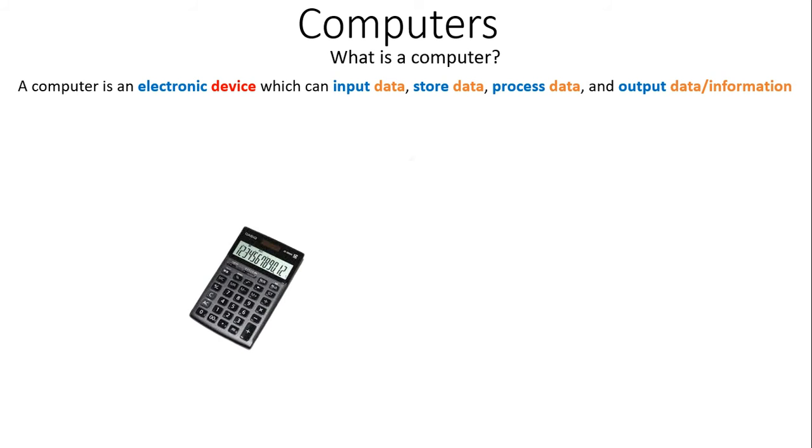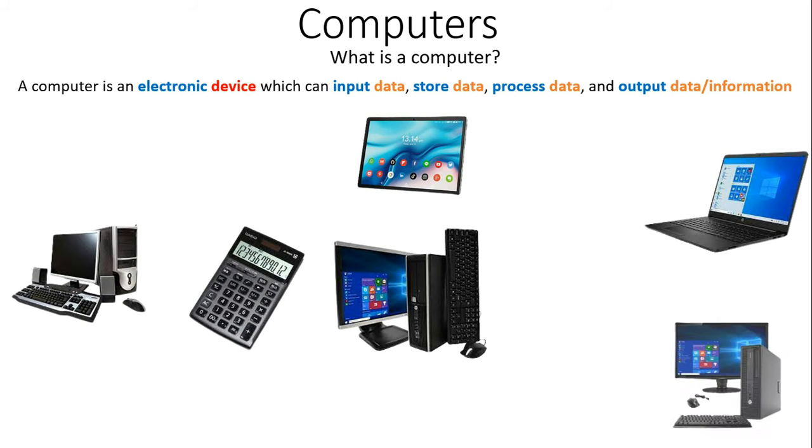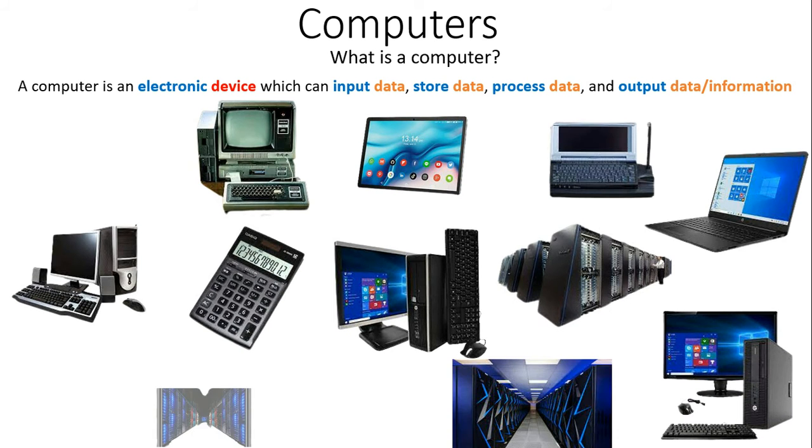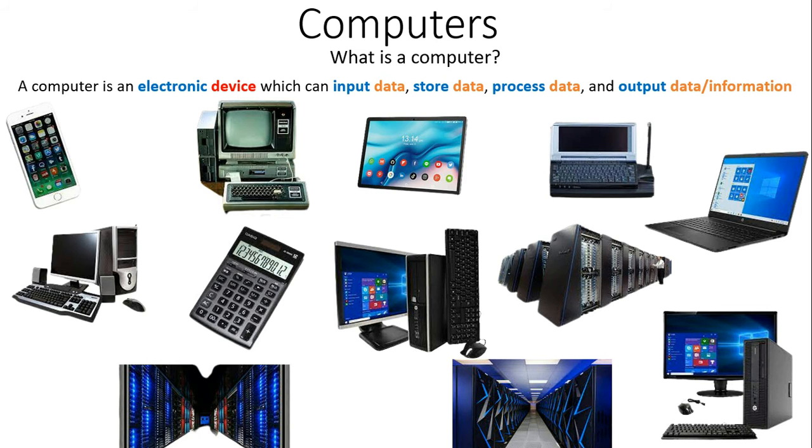For example, a calculator inputs, outputs, processes, and sometimes stores. We have a mobile phone, we have computer laptops, we have tablets, we have mainframe computers, we have supercomputers. All these can be classified as computers because they satisfy input, store, process, and output.